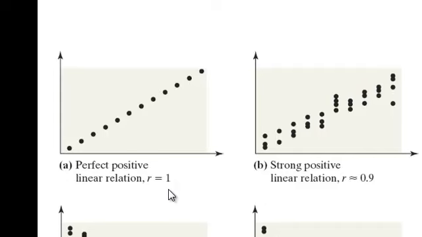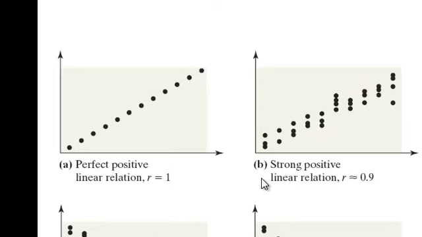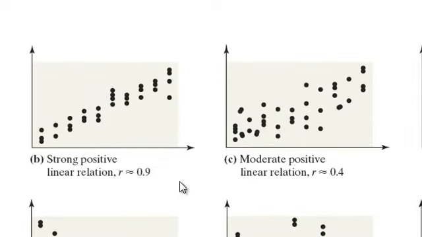Now, as we said, this is not the way things usually turn out in practice. In practice, we'll usually have something more like example B or example C. In example B, as x increases, y tends to increase as well, in a straight line manner, but there's some wobble in the values of y. So if we were to calculate the correlation coefficient here, we'd probably get something like r is approximately 0.9, indicating a strong positive linear relation between x and y.